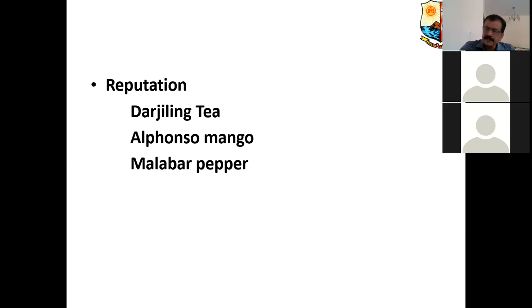But all these things in general, what I'm trying to say is they need not be given the tag, but reputation goes with them. Unless someone else misuses the product, there is no need to worry about the GI tag.